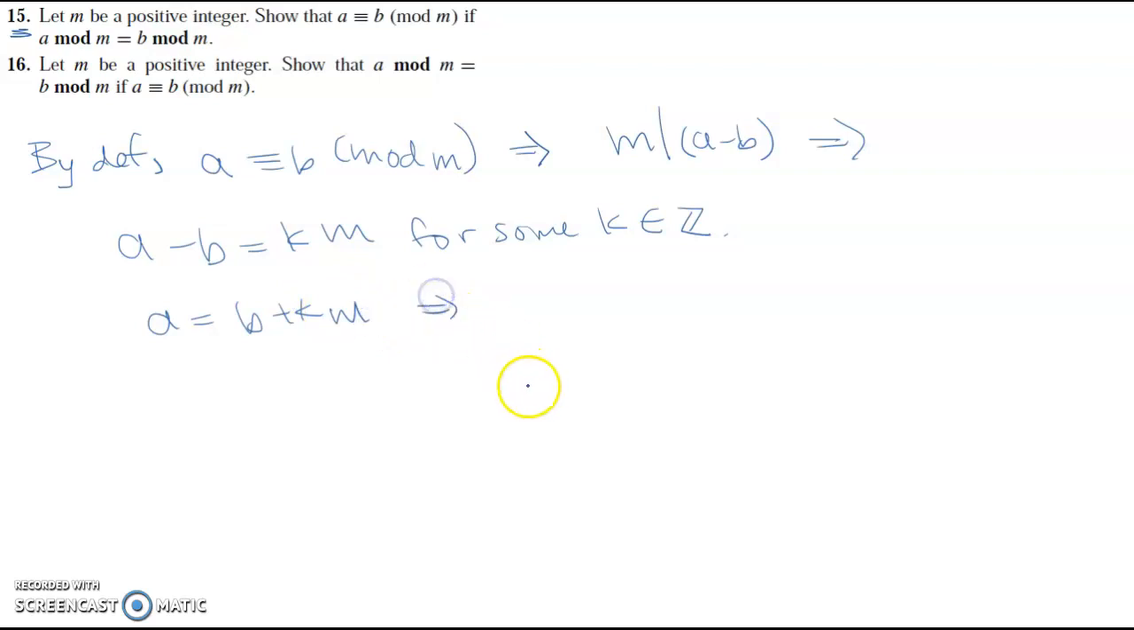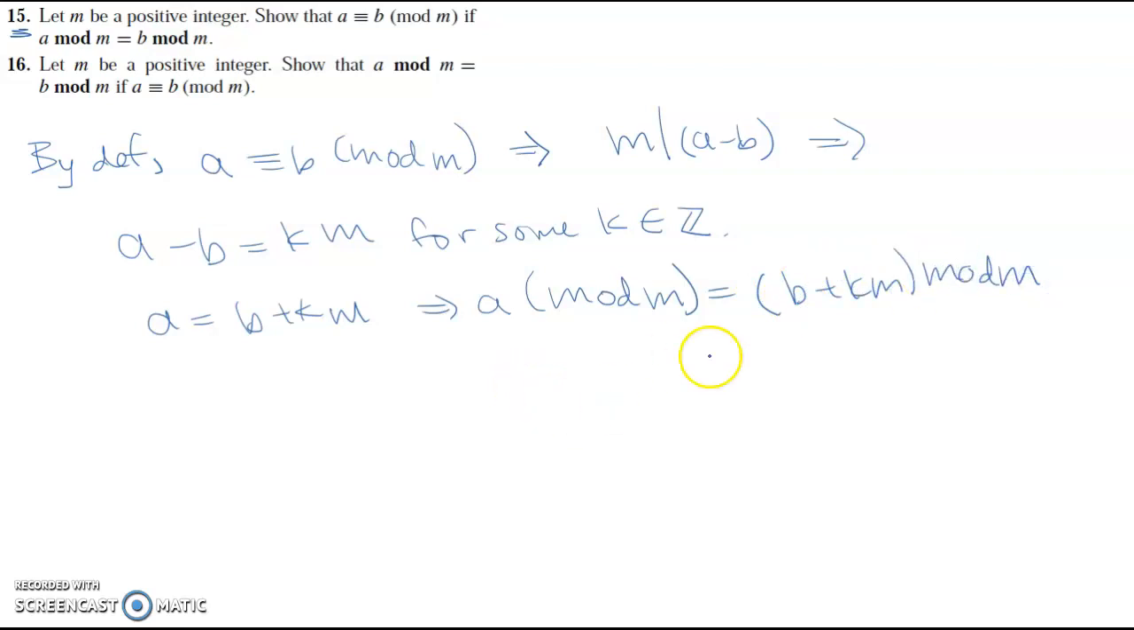So this shows us that A mod M equals B plus KM mod M. And by one of the theorems in the book, this is also B mod M. And we're done.